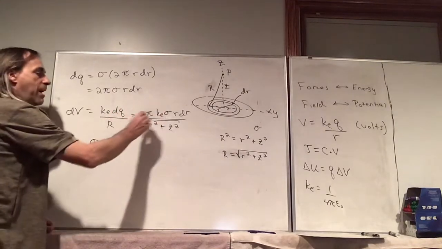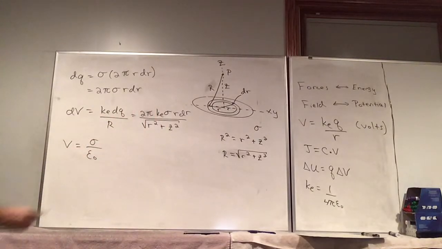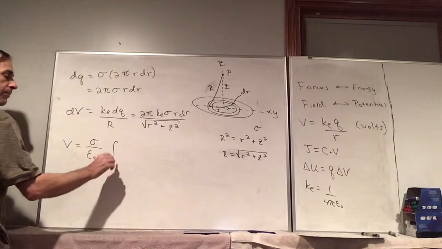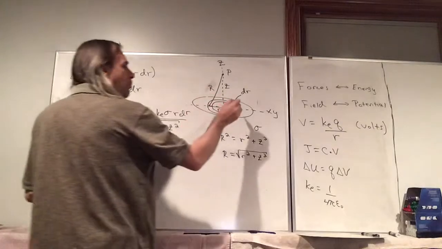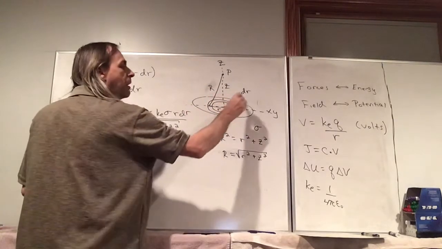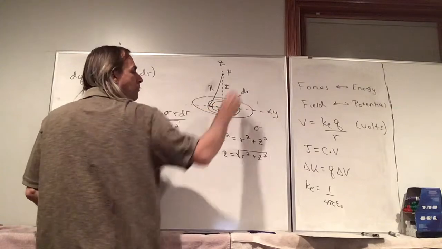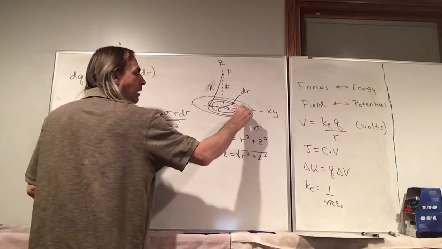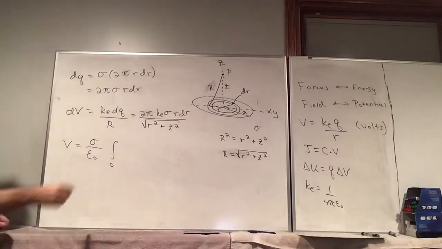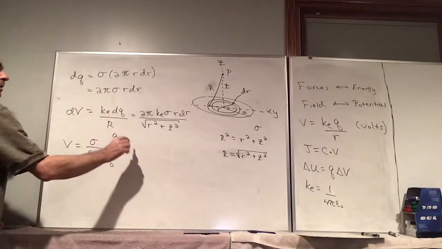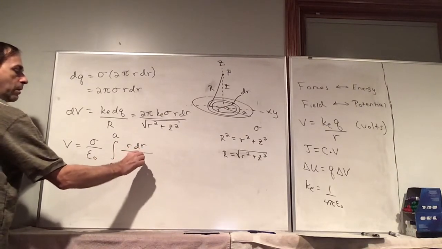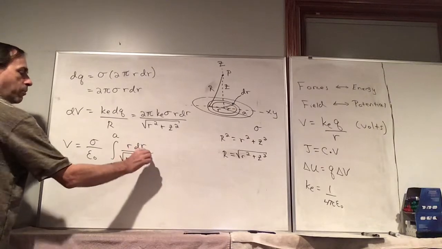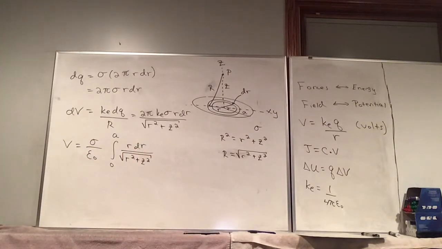So we've got this 2 pi Ke sigma, those are constants. And then we have the integral from 0. I'm having trouble with variables here because we use r for everything. Let's say the radius of the disk is a. So we'd integrate from 0 to a, r dr over the square root of r squared plus z squared. So we've set this up. Now it's just a matter of actually doing the integral.